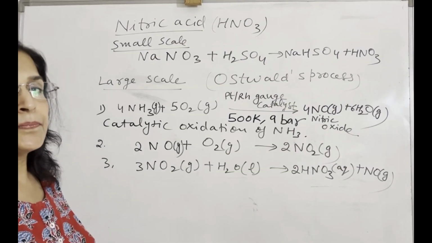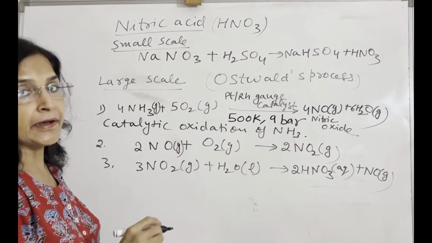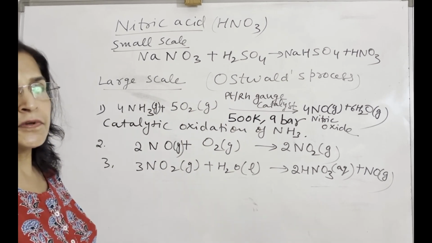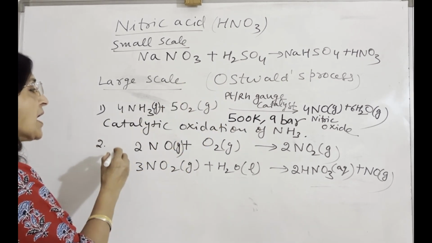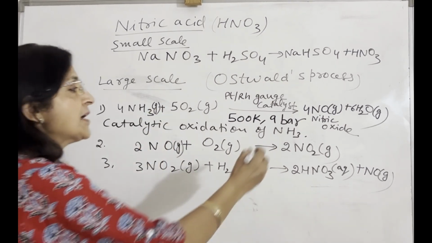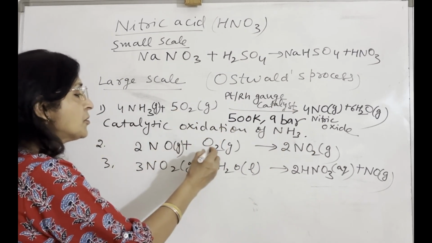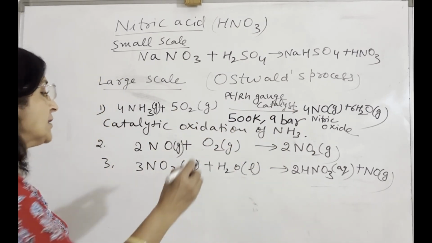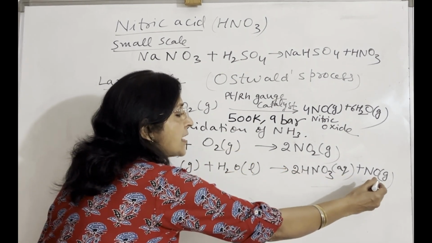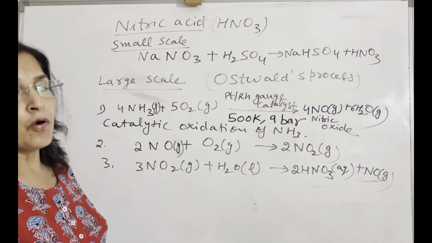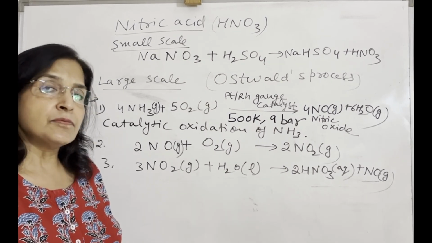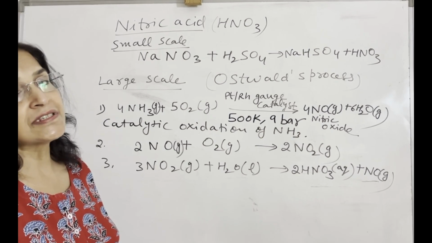Nitric acid can be prepared on a small scale by the reaction of nitrate, sodium nitrate or potassium nitrate, with sulfuric acid. On a large scale, it is prepared by Ostwald's process, and the steps of Ostwald's process are: first is the catalytic oxidation of ammonia. This is the main reaction of this Ostwald process, and nitric oxide forms. Nitric oxide is allowed to react with oxygen to give nitrogen dioxide, and this nitrogen dioxide on reacting with water gives nitric acid, and nitric oxide is recycled. It can be reused, and the nitric acid formed by the Ostwald process is 68% by mass. Further concentration to 98% can be achieved by dehydration with concentrated sulfuric acid.